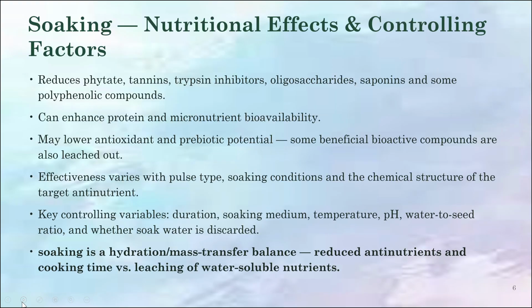As for the effect on nutritional composition, it reduces the phytate, tannins, trypsin inhibitors, oligosaccharides, saponins, and some polyphenolic compounds. It can enhance the protein and micronutrient bioavailability, but lower the antioxidant and prebiotic potential. Some beneficial bioactive compounds are also leached out. Effectiveness varies with the pulse type, soaking conditions, and the chemical structure of the target antinutrient. Soaking is a hydration or mass transfer balance with reduced anti-nutrients and cooking time, and the leaching of water-soluble nutrients also takes place.